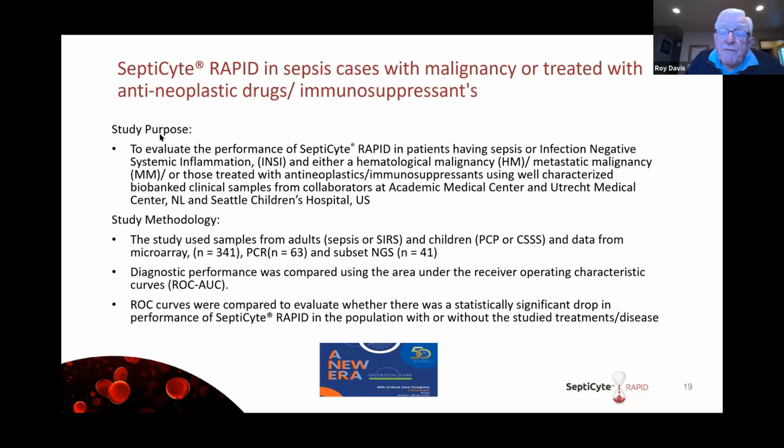One of the questions we get frequently is the role of a host response test in patients who have malignancy or are treated with immunosuppressants. This study looked at about 404 patients who had those clinical findings and/or use of immunosuppressants, and were from patients clinically studied at the Academic Medical Center in Utrecht and Seattle Children's Hospital. The study used diagnostic performance using an ROC AUC curve.